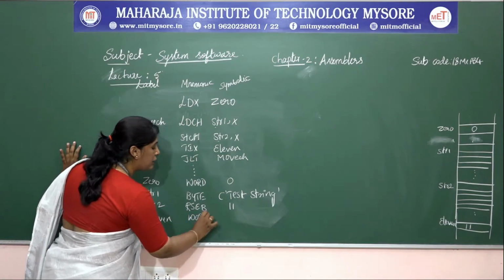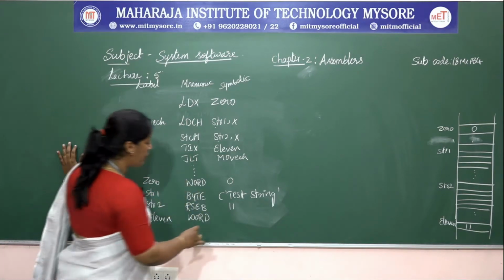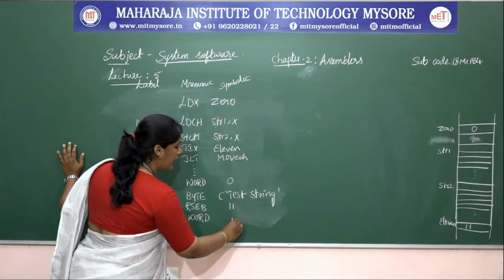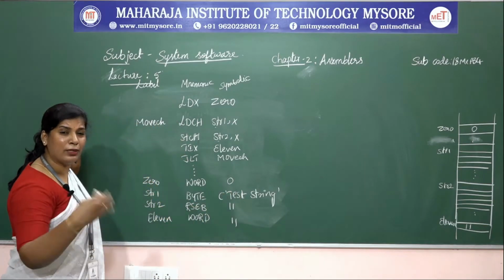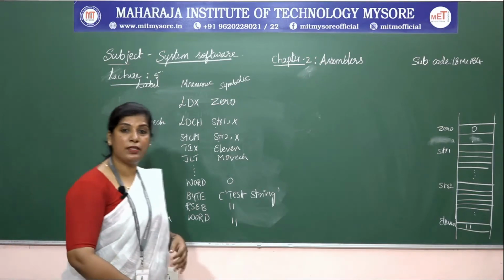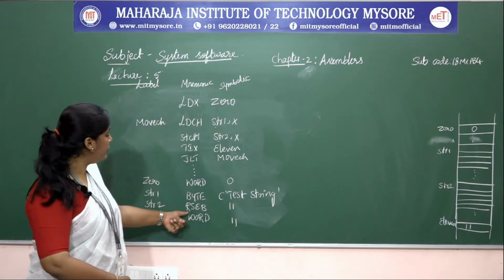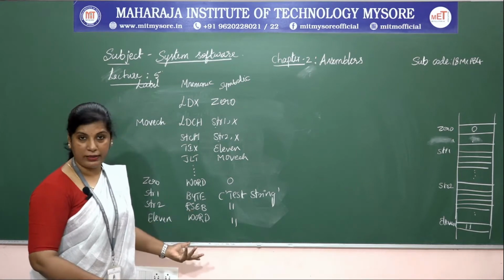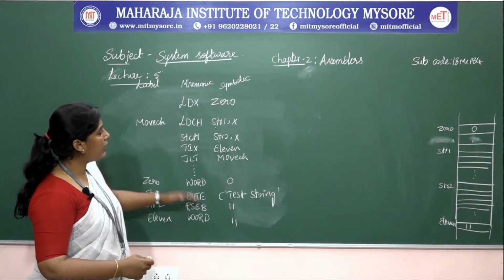What assembler directive are we using? Word. What is the value? 11. So we have to compare the index value with the length of the string every time. What is the length of the string? It is 11. So what is the number of reserved bytes for the second string? It is 11. That's it. So this is how we can write that program.